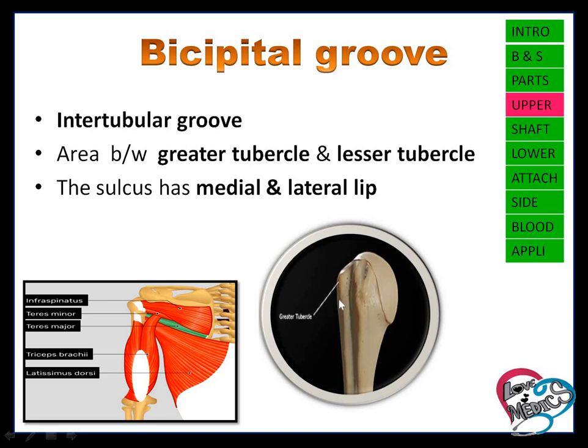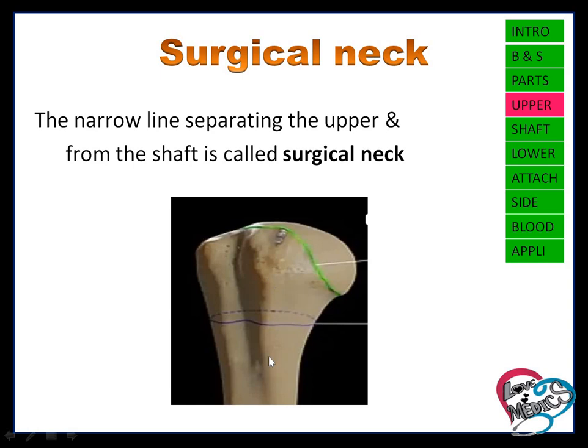Bicipital groove. The area between greater tubercle and lesser tubercle is called bicipital groove. It is also called intertubercular groove. It has medial lip. The lesser tubercle extends and forms the medial lip, and the greater tubercle extends and forms the lateral lip. The narrow line which separates upper end from the shaft is called surgical neck.